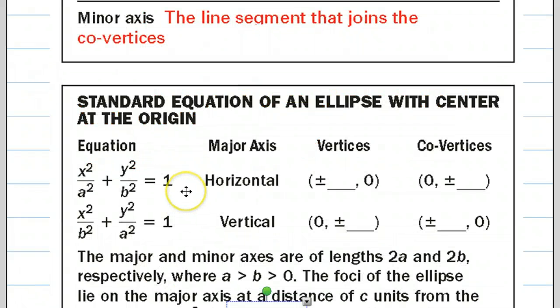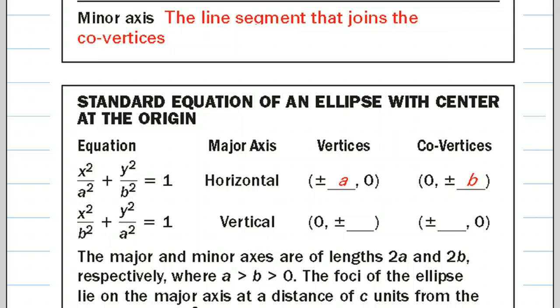Okay, so the standard equation of an ellipse, if the center is at the origin, which makes life so much easier, is x squared over a squared plus y squared over b squared equals 1. That's in the case where a is the distance between the center and the vertex. So the vertices are at either positive a, comma 0 or negative a, comma 0. And because the minor axis is vertical, the co-vertices are at a distance of positive b to negative b.